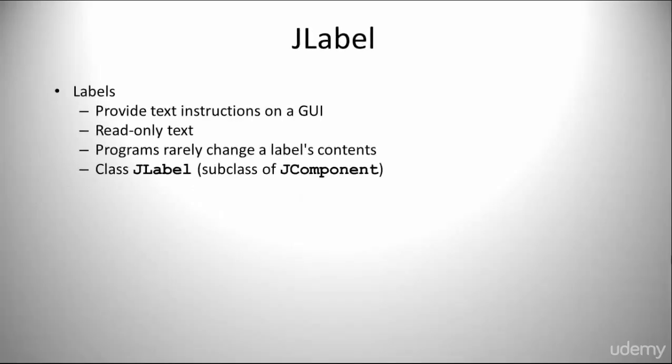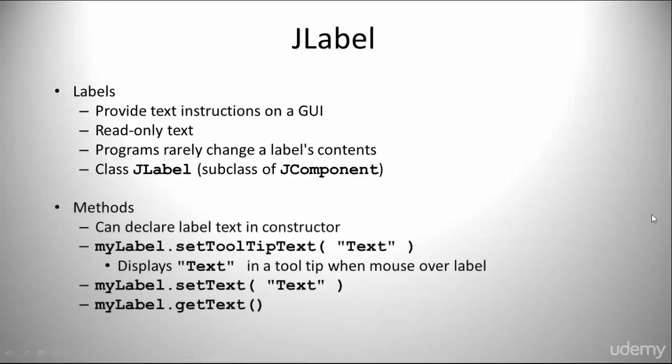Now let's look at JLabel. This provides text instructions on a GUI. It has read-only text. Programs rarely change a label's contents, and the class JLabel is a subclass of JComponent. In methods, we can declare label text in the constructor. This piece of code right here displays text in a tooltip when the mouse rolls over the label.